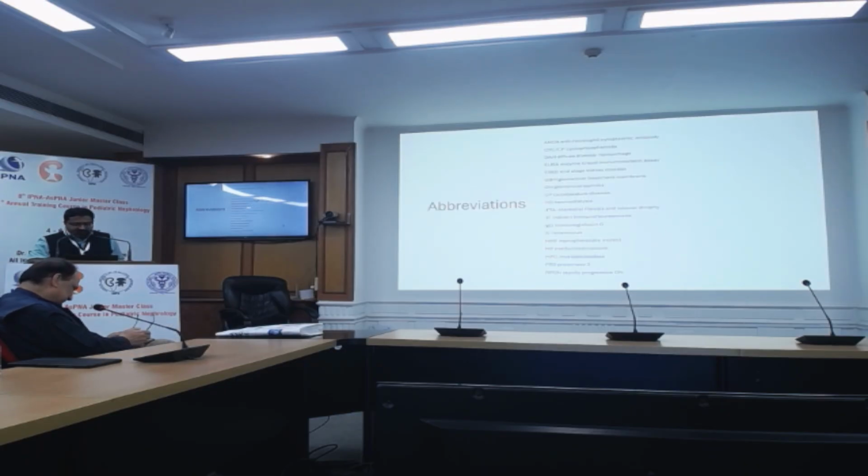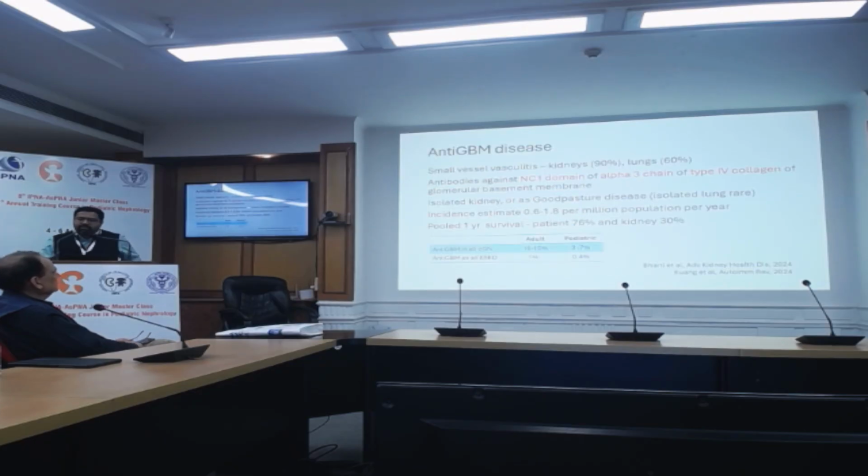These are standard abbreviations for any glomerular disease. Anti-GBM disease, as we all know, is a small vessel vasculitis. It is caused by antibodies against the NC1 domain of the alpha-3 chain of type 4 collagen of the GBM. The same protein is found in the lung, so it affects both of them. If it is affecting both at the same time, we call it Goodpasture syndrome.